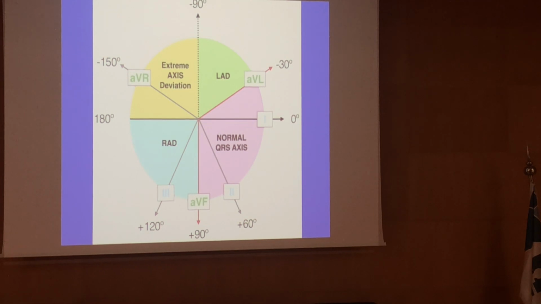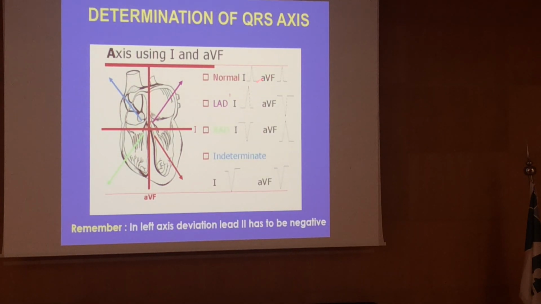Clear? So both positive, normal axis. Lead 1 positive and AVF negative, likely left axis, so look at lead 2. If lead 2 is negative, it confirms left axis deviation. If lead 2 is positive, no, this is still within the normal range. For right axis deviation, it will be negative in lead 1 and positive in AVF.